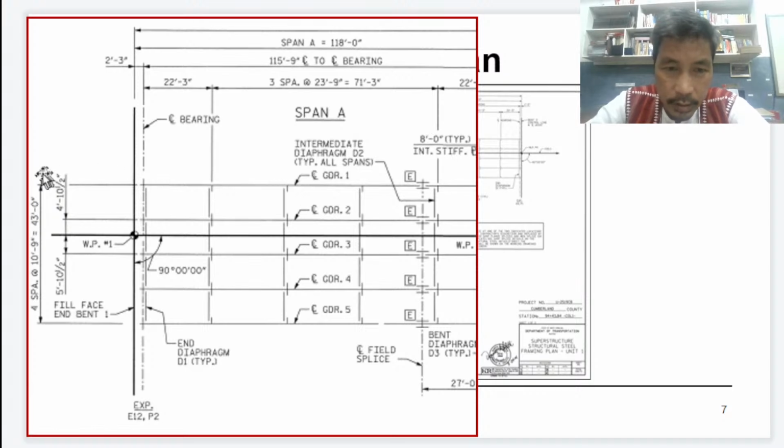So that is from this point going that way, from this point going that way, from this point going that way. Meaning to say, we are using diaphragms perpendicular to the girder. So the diaphragms are perpendicular to the girder. As can also be shown here, we have 90 degrees, so that is perpendicular.